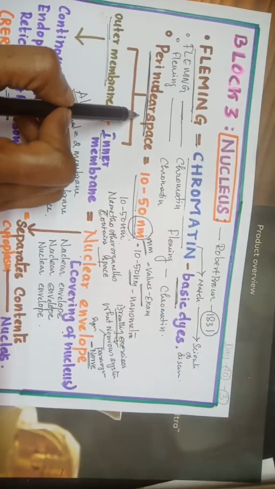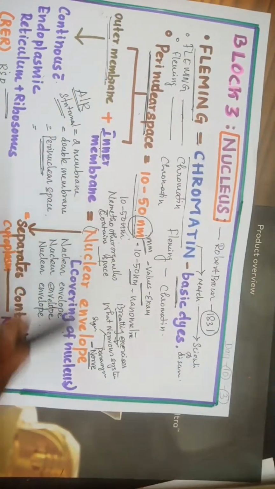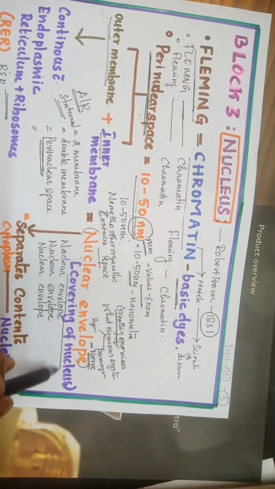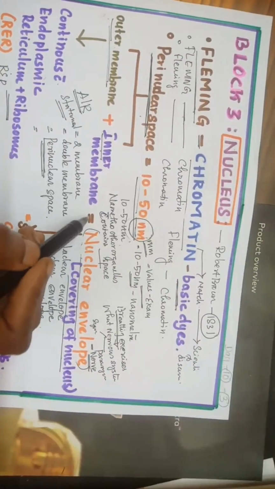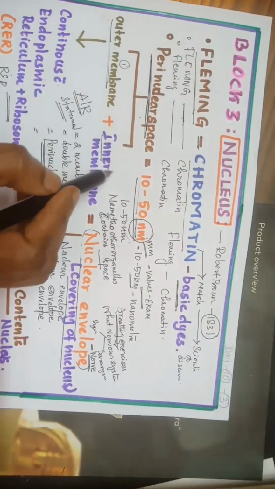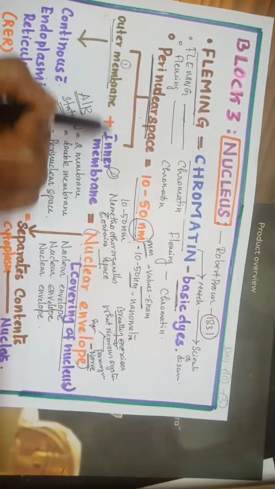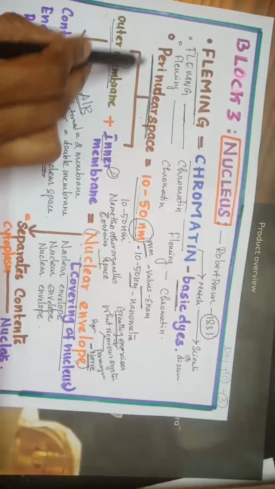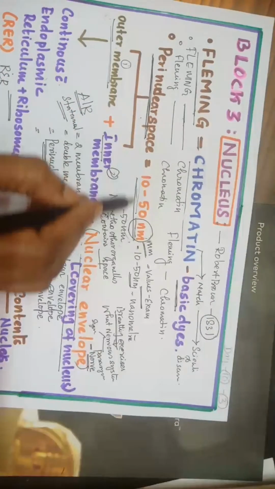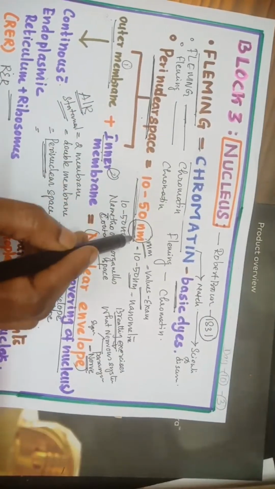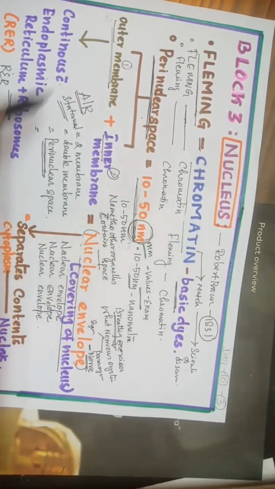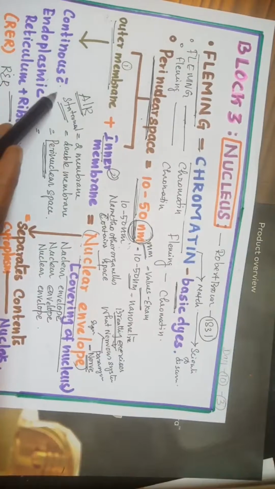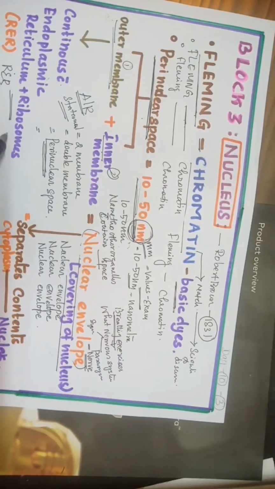Next is the perinuclear space. Before that, nuclear envelope. The covering of the nucleus is called the nuclear envelope. This nuclear envelope is made up of two membranes, the outer membrane 1, inner membrane 2. In between these two membranes, you have what? Perinuclear space. This space is about 10 to 50 nanometer. Check the units when you choose the question. This outer membrane is continuous with the endoplasmic reticulum, which contains ribosomes, that is rough endoplasmic reticulum.